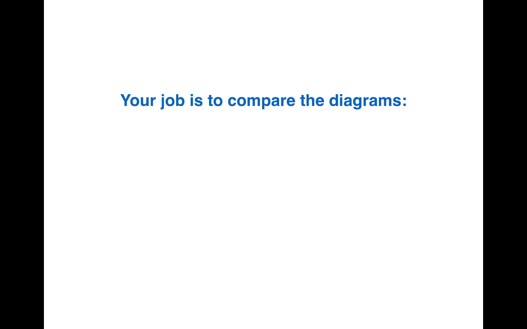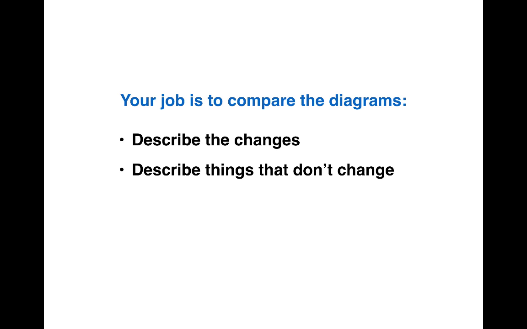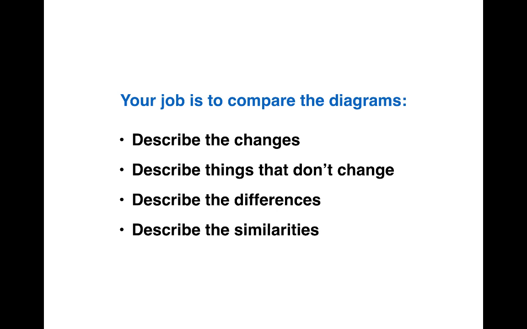So what can we compare? Well, we can describe the changes. If it's a before and after diagram, you'll see some changes to the picture. You'll also see things that don't change, so you can describe things that don't change, that stay the same. If it's a comparison diagram with two alternative designs or two alternative locations on a map, instead of describing changes, we just describe the differences and describe the similarities. That's all you can really do. Look at the two pictures, describe what is different and what is similar.